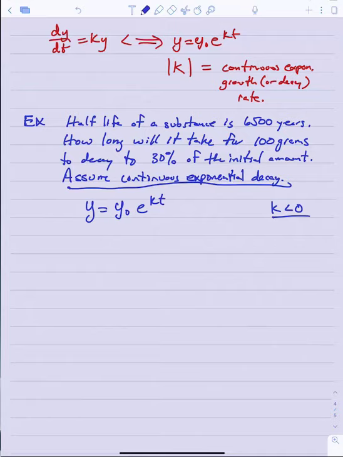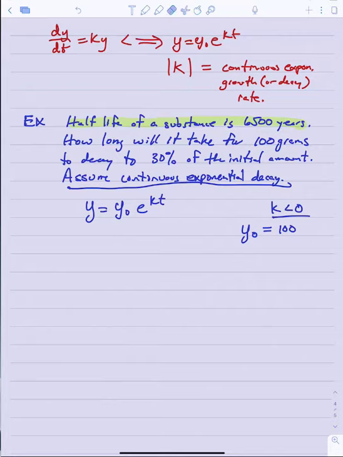Okay, what are they telling me? Well, they're telling me a couple of things. They're telling me the initial amount at time 0 is 100 grams. They also tell me this other thing at the beginning. They say the half-life of the substance is 6,500 years. Okay, what does that mean? It means if I started out with 100 grams, then after 6,500 years, I would have 50 grams. What would happen after another 6,500 years, so in other words, after 13,000 years? I would lose half of what I had at the end of the first 6,500 years, which means I'd have 25 grams. After another 6,500 years, I'd have 12.5 grams. The half-life says 6,500 years is how long it takes to lose half of what you've got. In other words, we're seeing a 50% decay over a 6,500-year period.